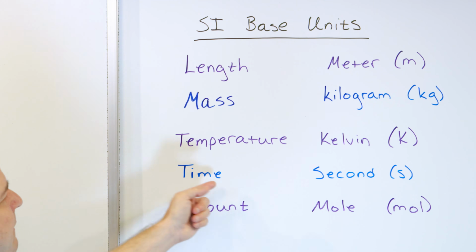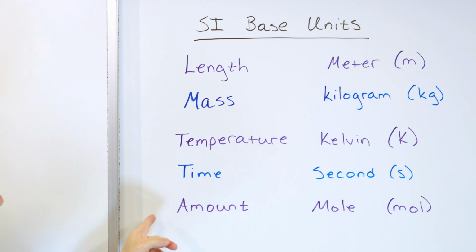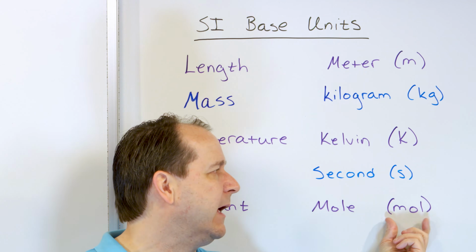Then we have time. Time is measured in seconds. Doesn't need much of an explanation, just regular old seconds. And then here is another base unit, which is the amount. I should have put the amount of a substance. And in chemistry, we use it a lot. It's called a mole, and it's abbreviated MOL.